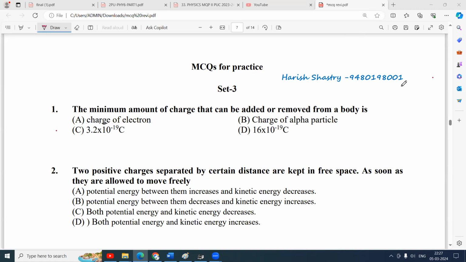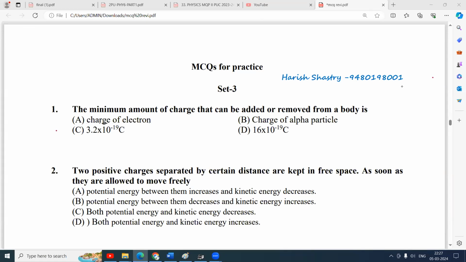Minimum amount of charge that can be added or removed from a body is. So if you want to charge a body, either you have to add electrons or remove electrons. That is the only possibility. And electrons are the easiest available elementary particles. And you know that electrons are quantized, and you can't remove half an electron. So the minimum charge that you can add or remove from a body is the basic charge of an electron.